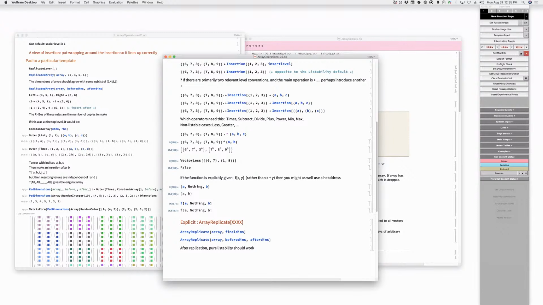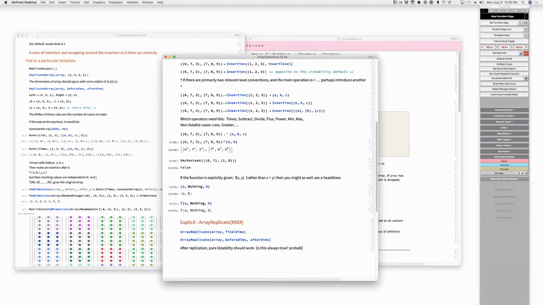Right. Is this always true? Well, I think if you do your job correctly, yes. Yeah, I think it is always true because listability goes from the top. This is an advantage of listability going from the top.